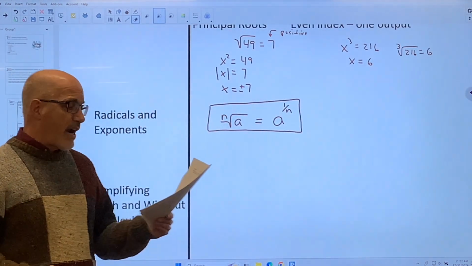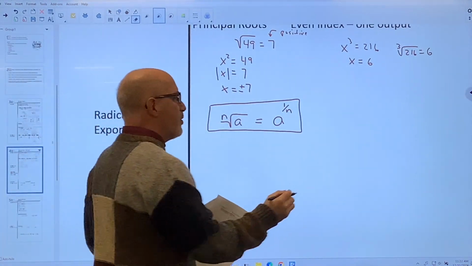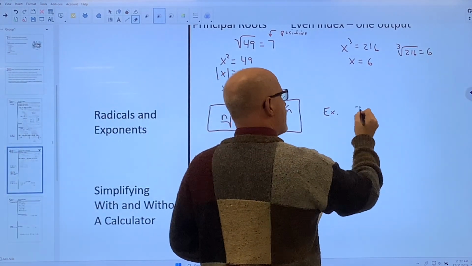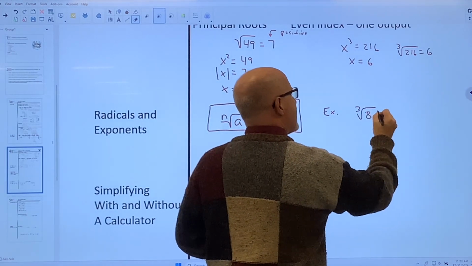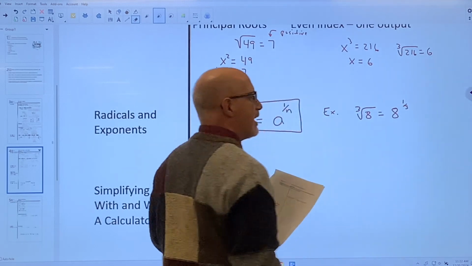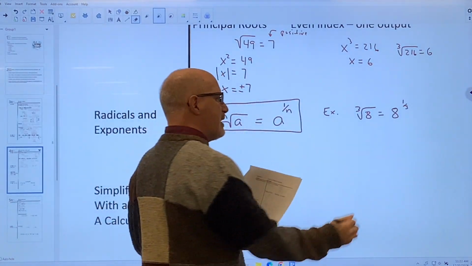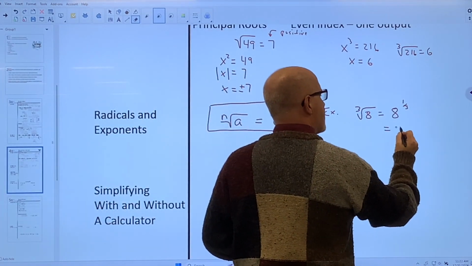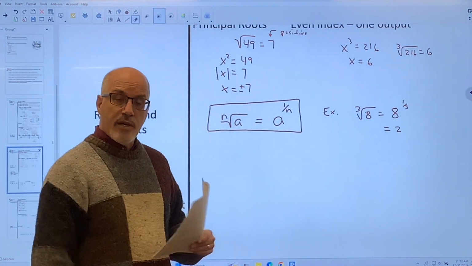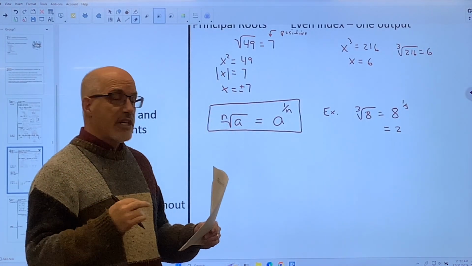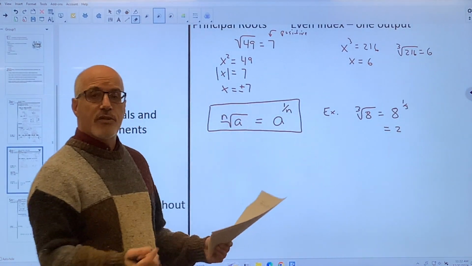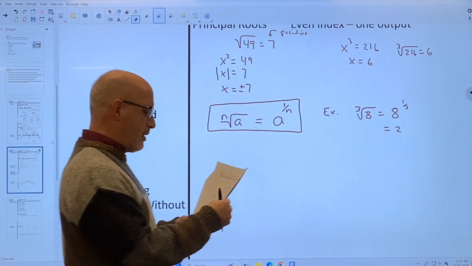It equals a fraction exponent. So for an example, if you had, for instance, the third root of 8, that's equal to 8 to the 1/3 power. Now you could do that on your calculator, and it would tell you that the answer to that is just a 2. That gives us an advantage now of being able to use the exponent to also be able to evaluate this on our calculator.